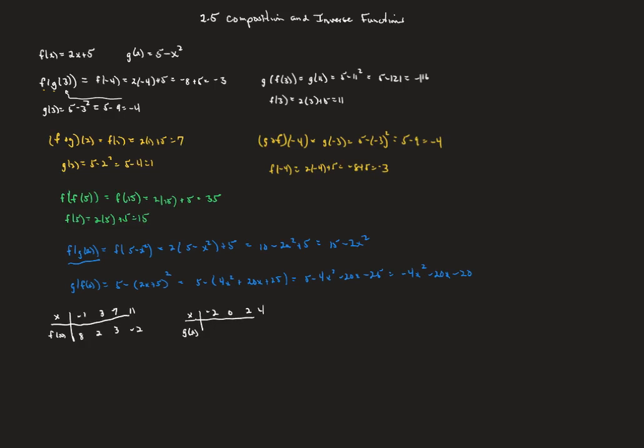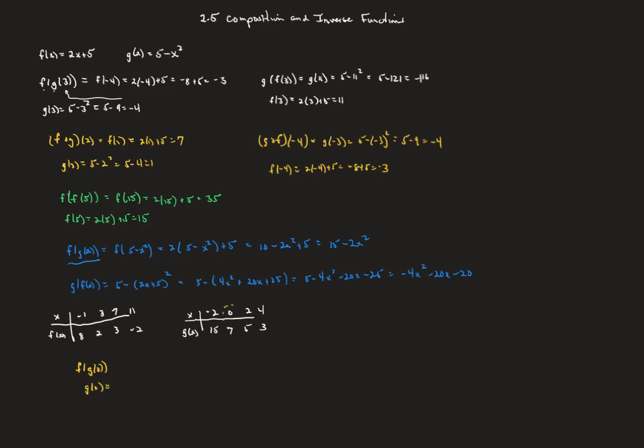Hold on there, I got the wrong number. How about 15, 7, 5, and 3? So now, like we saw before, we can ask what is f of g of 0. And as before, we first have to figure out what is g of 0.